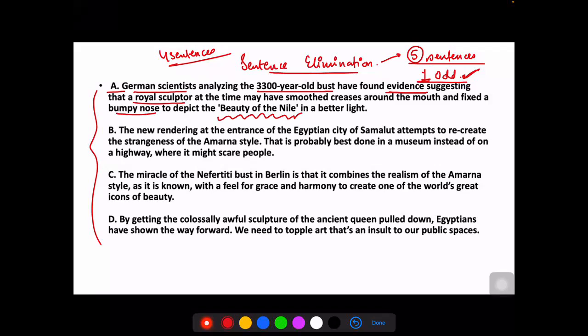They're talking about the scientist. They're talking about evidence. They have found some proof about a sculptor. A sculptor is a kind of statue they have found, which has creases around the mouth, like something is damaged near the mouth of the statue. And there's a problem in the nose, and they have fixed it because they want to depict the beauty of the Nile in a better light. Okay, so they're talking about these kinds of words.